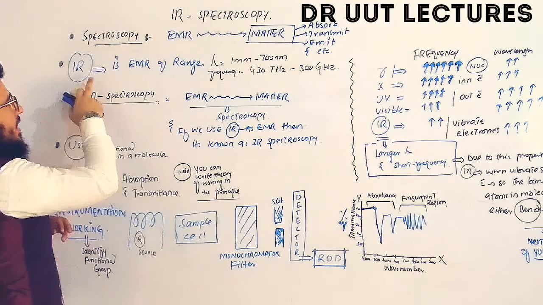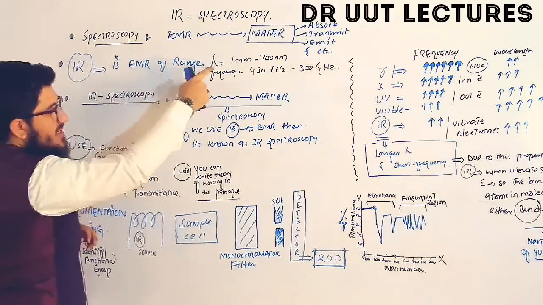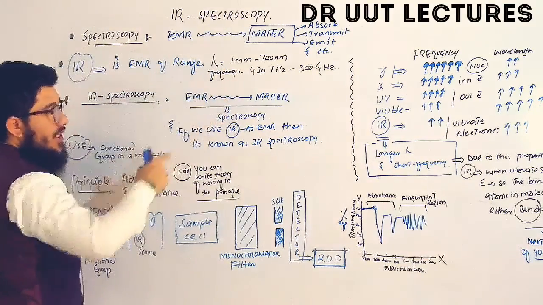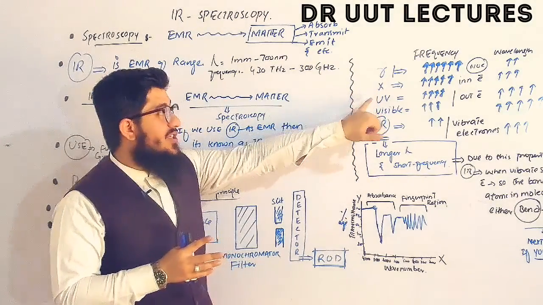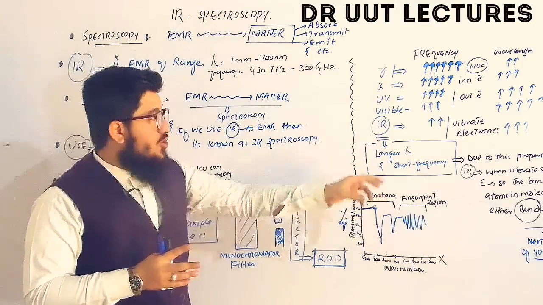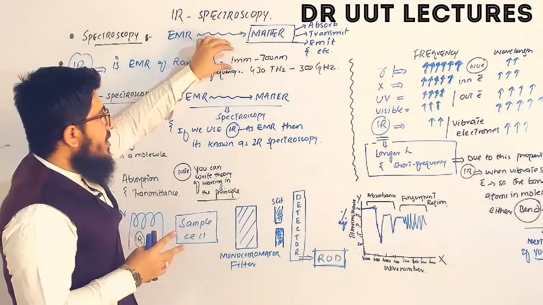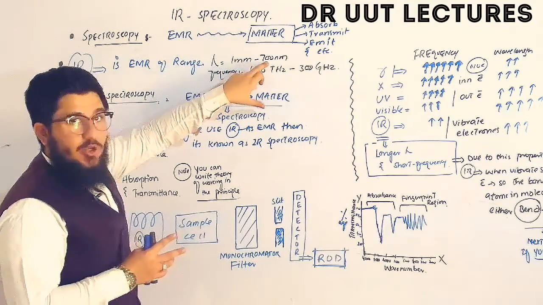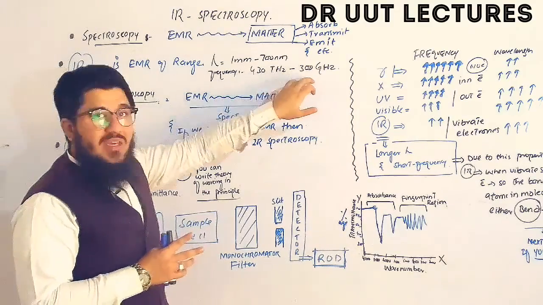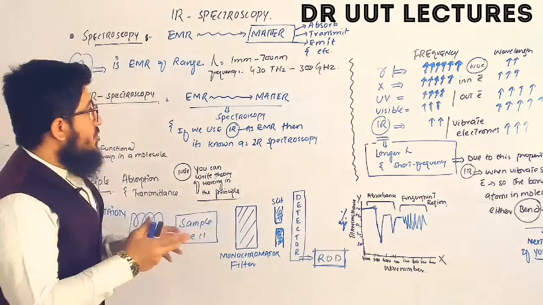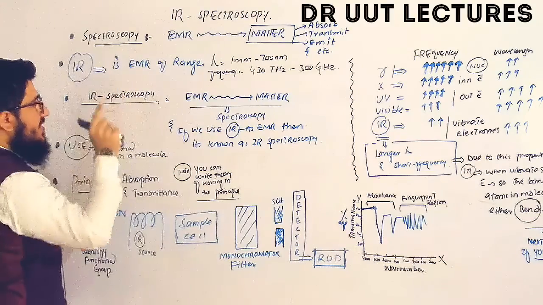What is IR? IR is actually electromagnetic radiation of a specific range, having a specific wavelength and specific frequency. You know, electromagnetic radiation is composed of gamma rays, X-rays, UV, visible, IR, etc. So IR has a specific wavelength and frequency. Wavelength is 1 millimeter to 700 nanometer, and frequency is from 430 terahertz to 300 gigahertz. That's it. So IR is the radiation of a specific range.